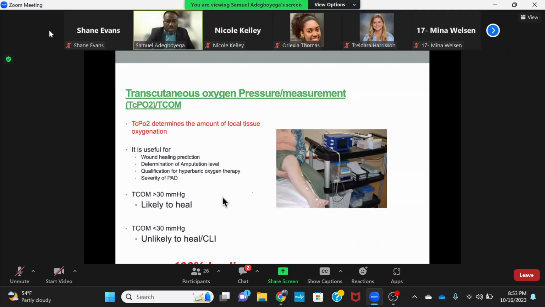TCOM. With the TCOM, basically, studies show that more than 30 would likely heal, but below that is horrible. It's probably not going to heal. You want more than 50 mmHg. On the exam, if they ask what's considered normal, more than 30 is normal, but what's going to heal? More than 50. Same thing as the toe pressure, more than 50. So toe pressure, TCOM, more than 50.